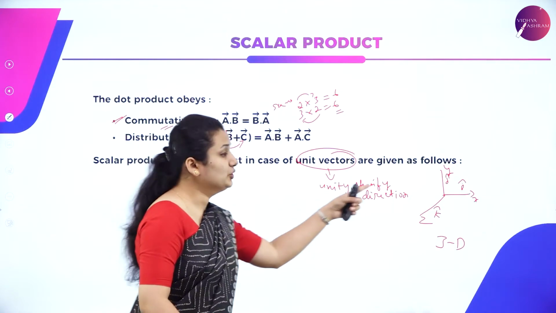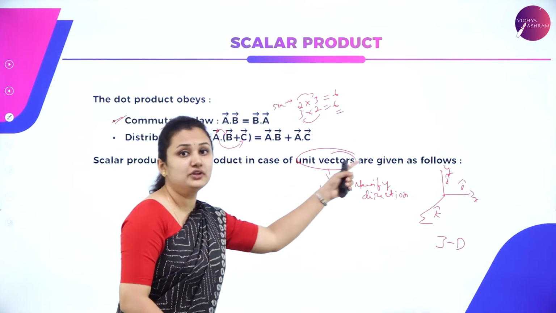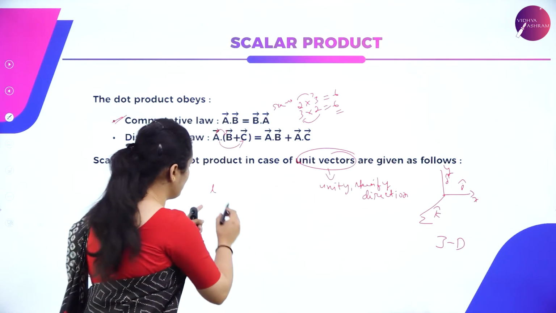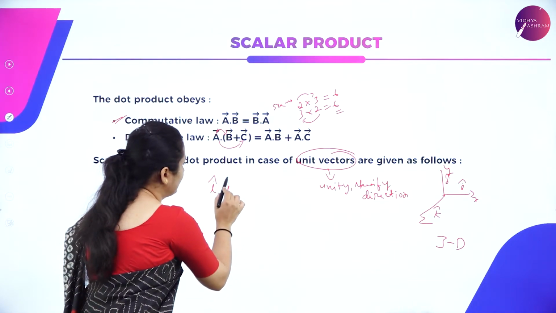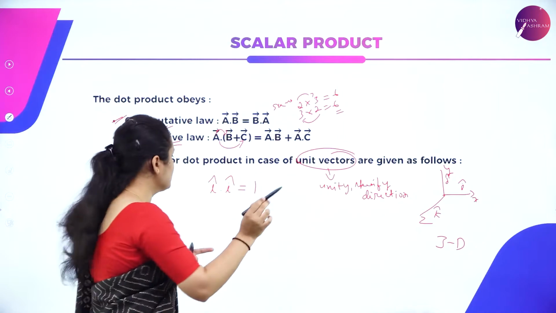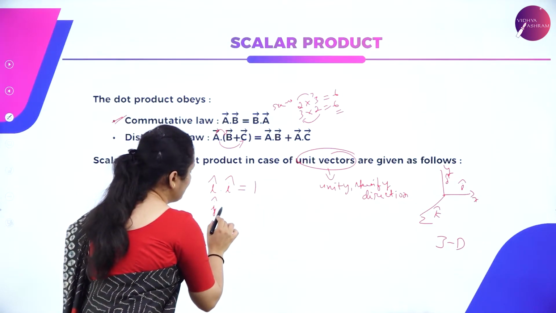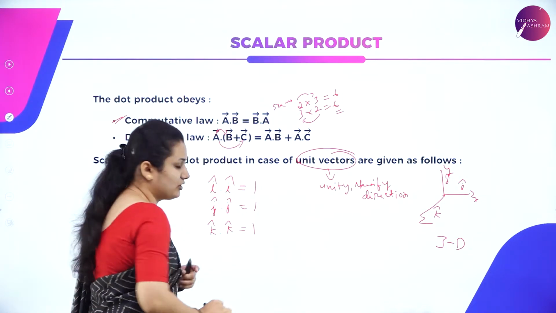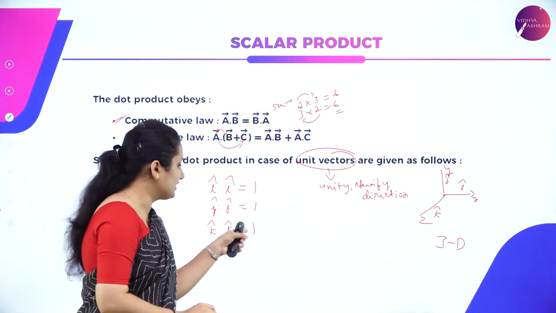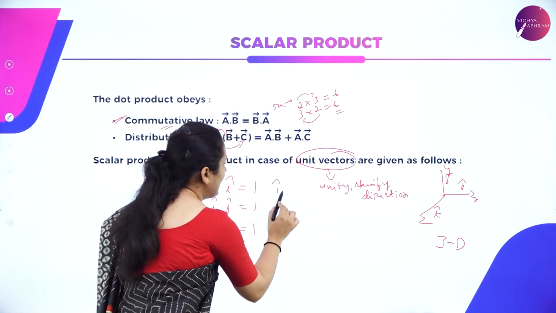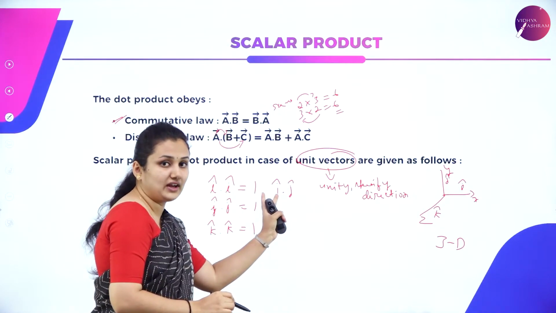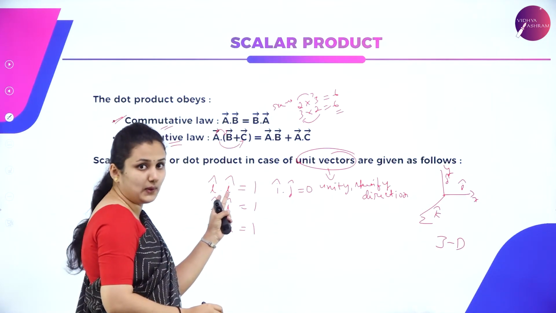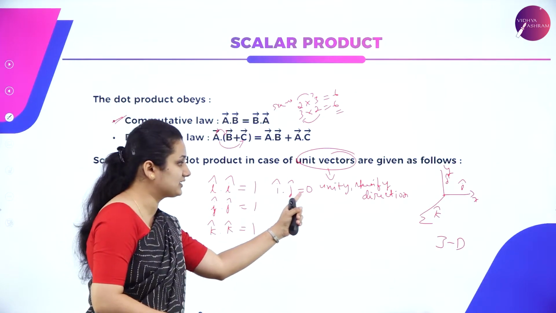In terms of unit vectors, the dot product is given as follows. If it is i cap dot i cap, then it is equal to 1. If it is j cap dot j cap, it is 1. If it is k cap dot k cap, it is equal to 1. If it is i cap dot j cap, two different unit vectors, the scalar product will be equal to 0. If it is the same unit vector, it will be 1. If it is different unit vectors, it will be 0.